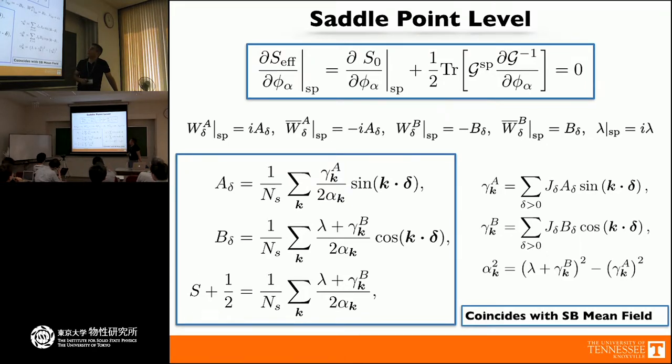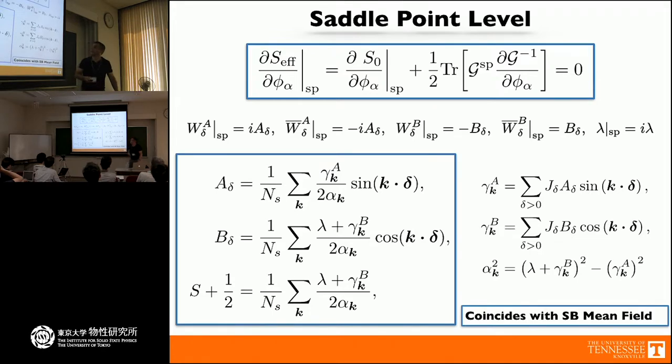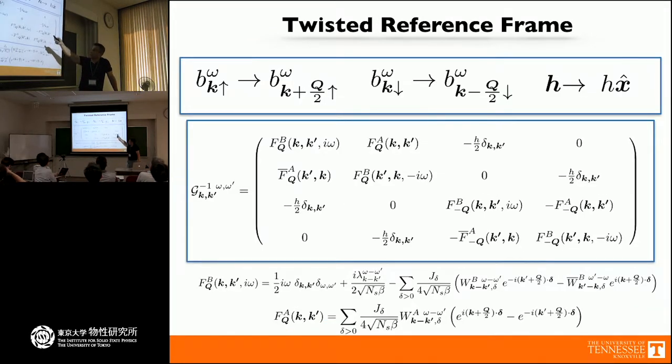So once you solve these equations self-consistently, you will have, as I said, a translationally invariant value of the Hubbard-Stratonovich fields. So now your Green's function, this 4x4 dynamical matrix, will become diagonal in momentum and frequency, right? Because your Hubbard-Stratonovich fields are invariant under translations in time and space.